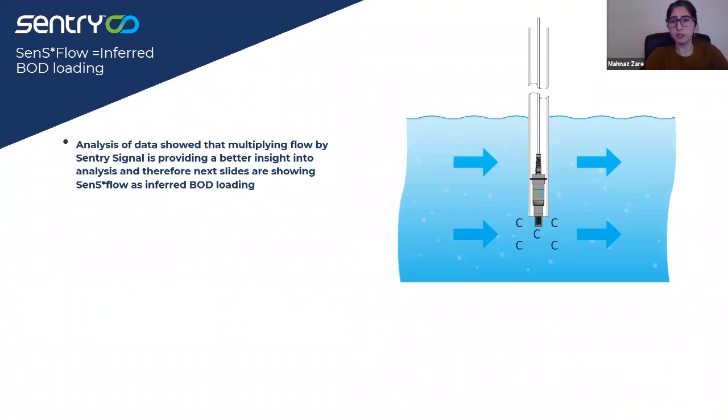So here I would like to pause a moment and explain about SENTRY signal multiplied by flow and why we think that's a useful parameter. Here the picture is showing SENTRY signal submerged in wastewater and flow passing by the sensor. And as flow passes by the electrodes, we are seeing carbon passing by the electrode as well.